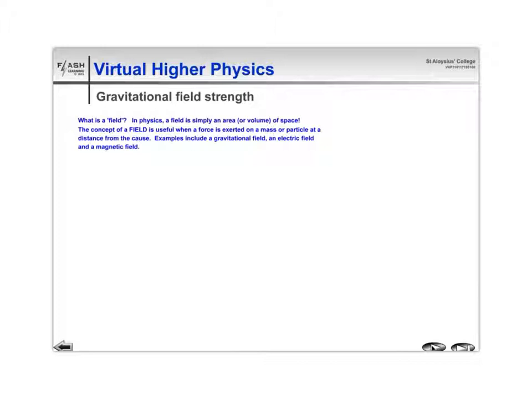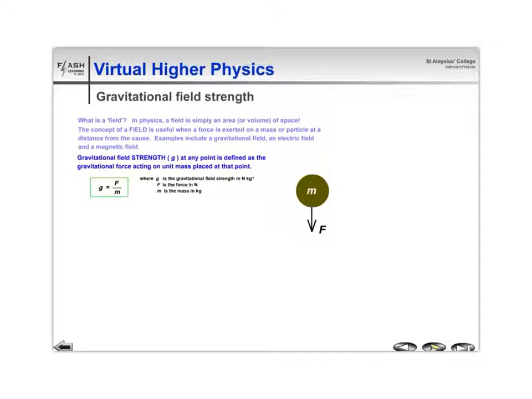So for example, the gravitational field around the Earth is the space around the Earth where a force is experienced by objects with mass. So we've been quite familiar with this idea from our work in previous courses in Nat 5. And so the gravitational field strength is defined as the force per unit of mass. So g equals F over m.